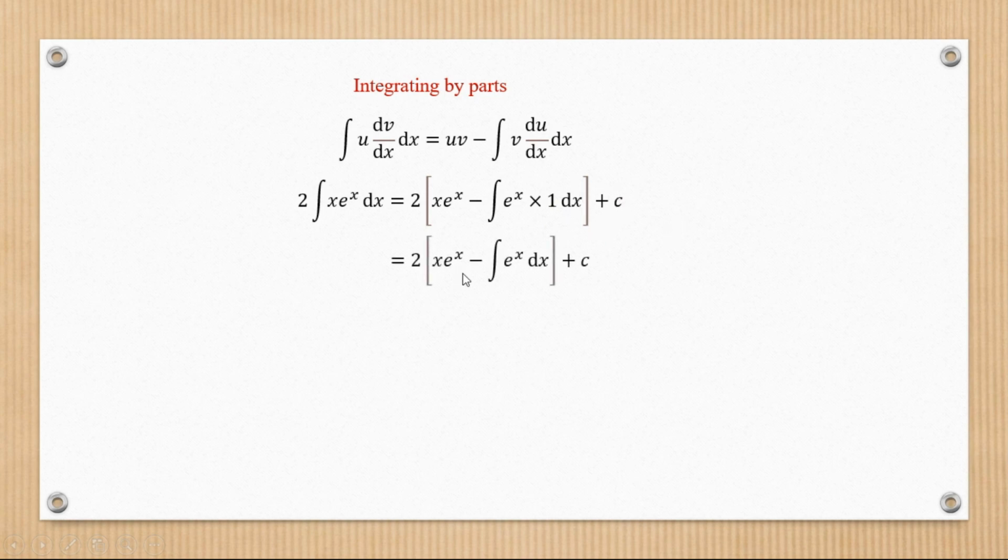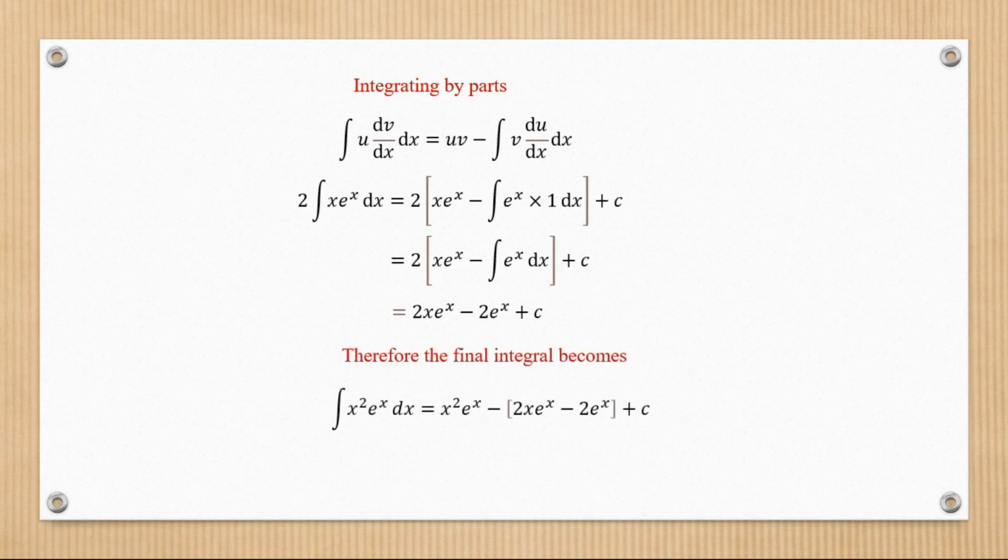So what do we get? Here we'll be left with the integral of e^x dx plus c. Now the integral of e^x is easy. That's basically going to be equal to e^x. But remember that we have the 2 outside, so we multiply the 2 in, and we'll have 2x e^x minus 2e^x plus c. So therefore the final integral becomes this.